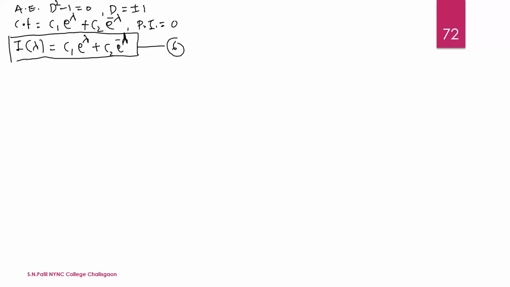Then we differentiate again with respect to lambda, that is I dash lambda is equal to c1, the derivative of e raised to lambda is e raised to lambda, and the derivative of e raised to minus lambda is e raised to minus lambda, and the derivative of minus lambda is minus. Say equation number 7. Okay, now for finding c1 and c2, we take the help of I lambda and I dash lambda in the previous step.